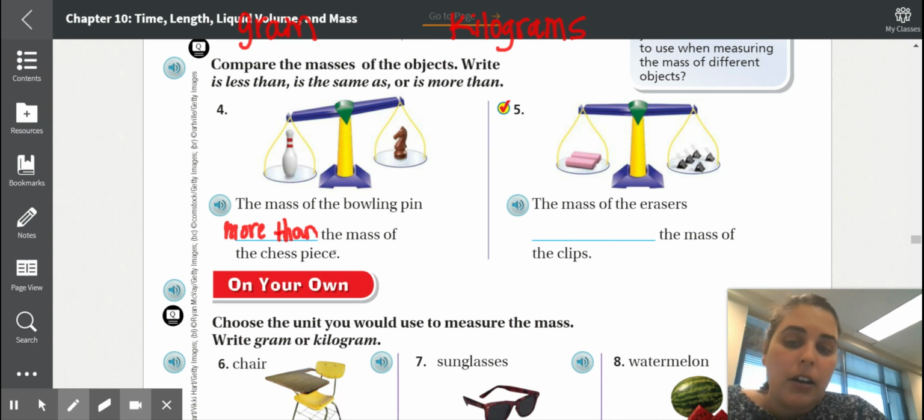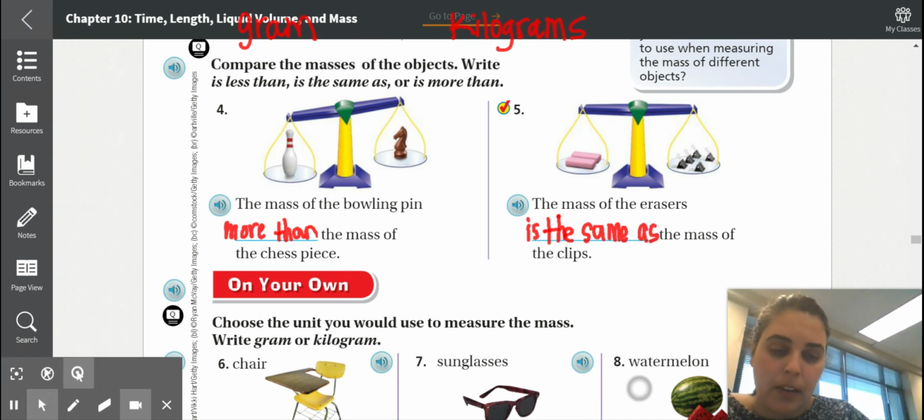Okay? Looking at number 5, we've got erasers and clips. Look at the pan balance. It looks really even to me. So I think that the best answer here would be the mass of the erasers is the same as the mass of the clips.